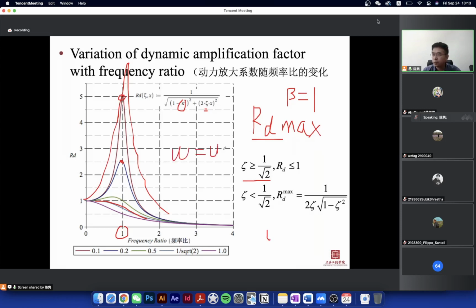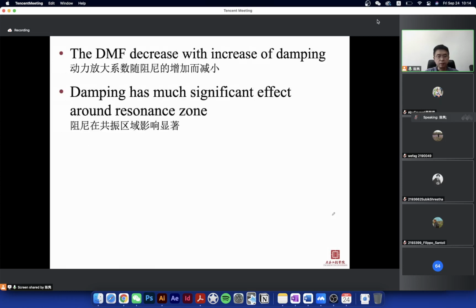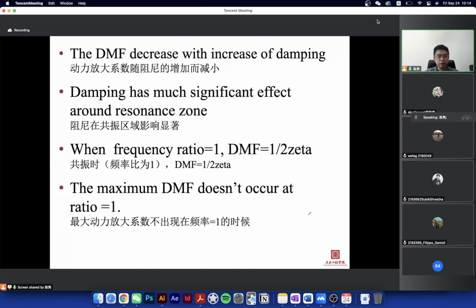This is the resonance case. When we say resonance case, we mean omega equals omega n, okay? But actually the maximum value, you can see, happens here, and this one is omega equals omega n. So it happens at a different frequency ratio, which is smaller. So that's this observation.